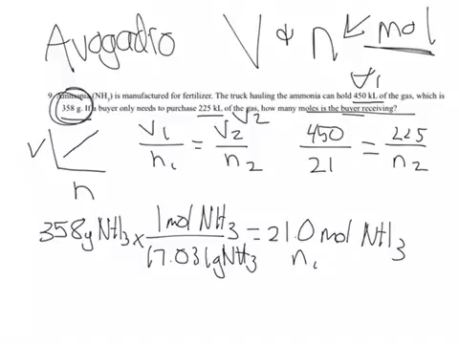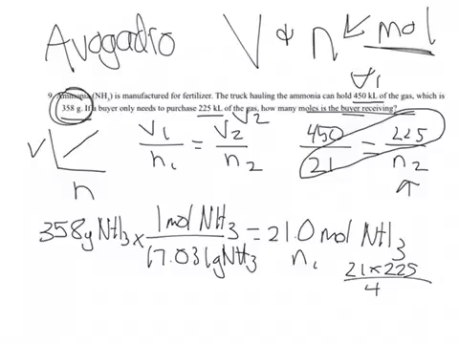Now you can rearrange the equation with your algebra. Remember, if we're solving for something, if it's at the bottom of a fraction, that's bad. Or you can just use your little butterfly, cross multiply and divide. So I'm going to cross multiply and then divide. So 21 times 225 divided by 450. And that will give me my answer, which is going to be N2 is equal to 10.5 moles.